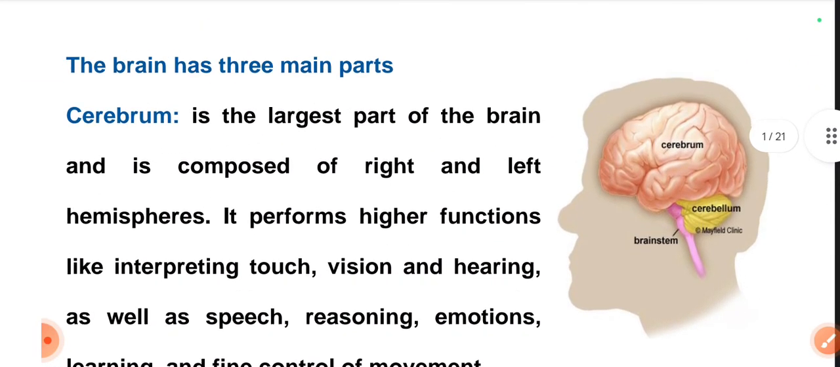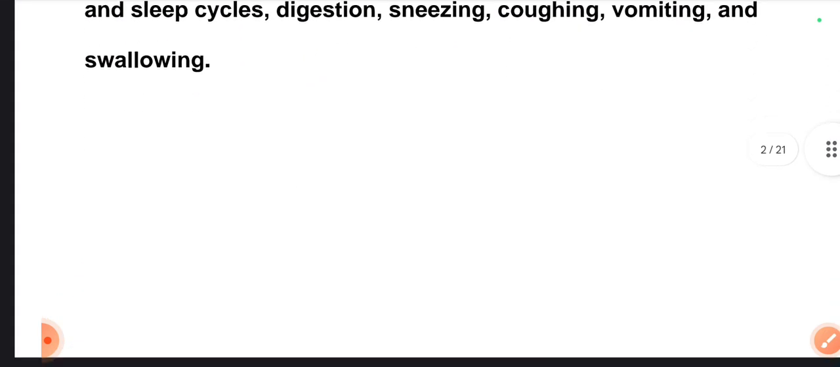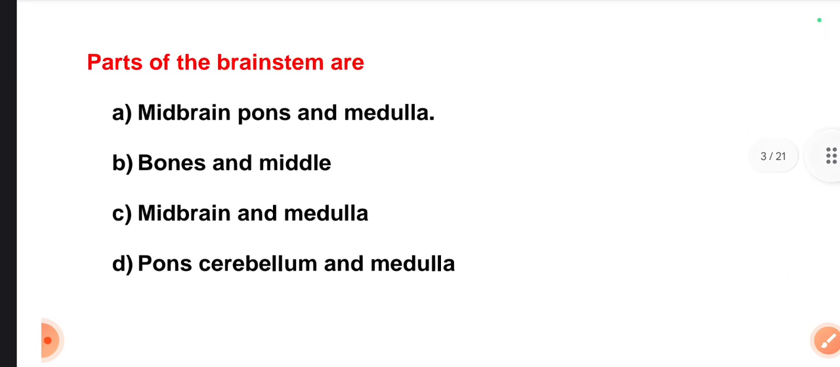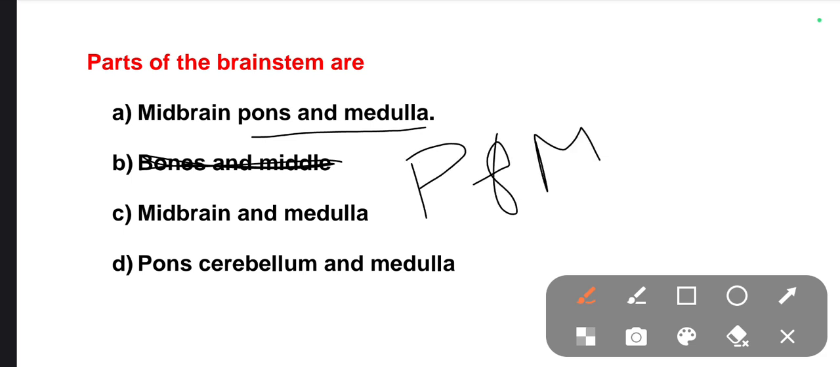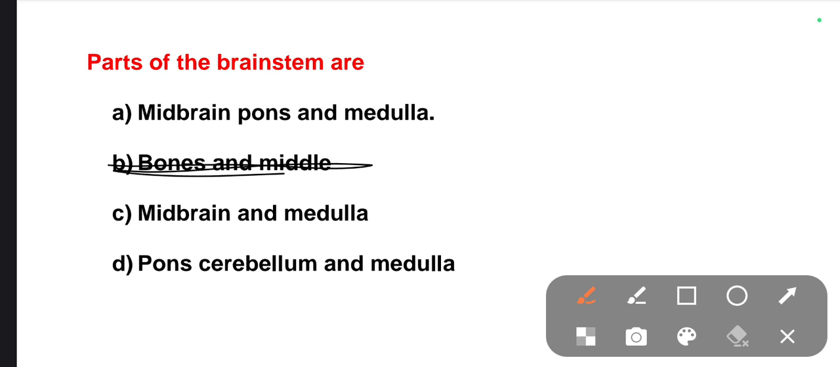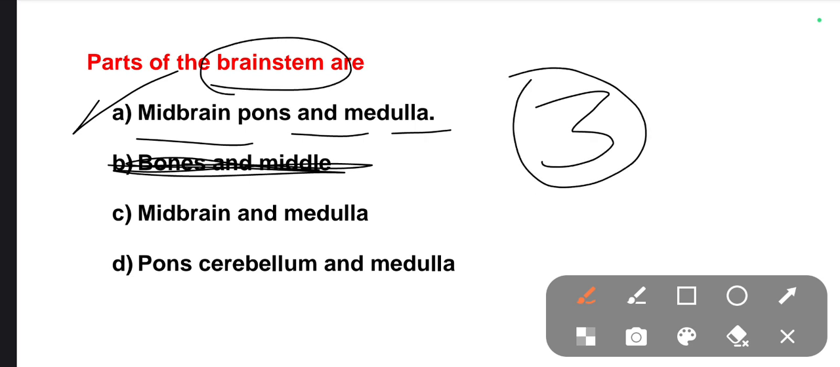So this is a brief description regarding the brain. Then the question is: parts of the brain stem are. Options are midbrain, pons and medulla; pons and medulla; midbrain and medulla; pons, cerebellum and medulla. So the right one is option A, midbrain, pons and medulla. These three parts come under the brain stem. So A is the right answer.